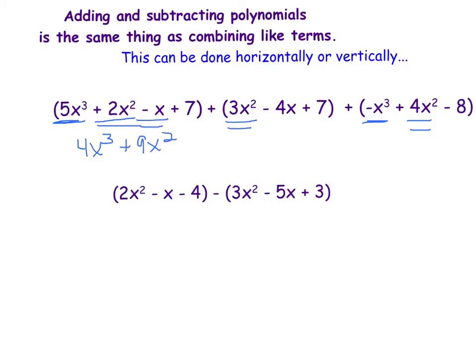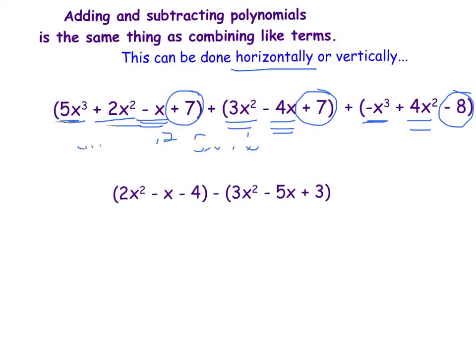Then I'm going to go to just my x terms. And I have, remember that the sign goes with the variable. So I have negative x minus 4x. That gives me a negative 5x. Don't drop those negatives. And then the last are my constants. So 7 plus 7 is 14, minus 8 is 6. So it's a positive 6. That's how you add polynomials horizontally.